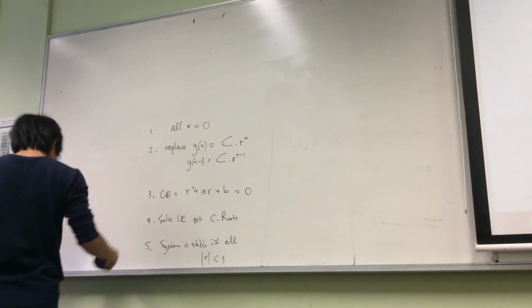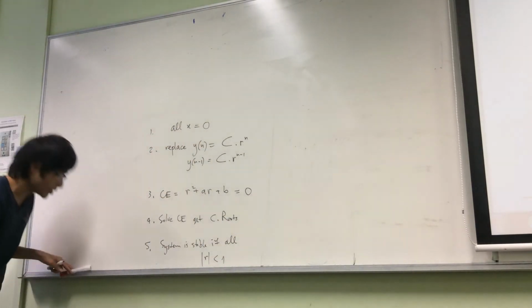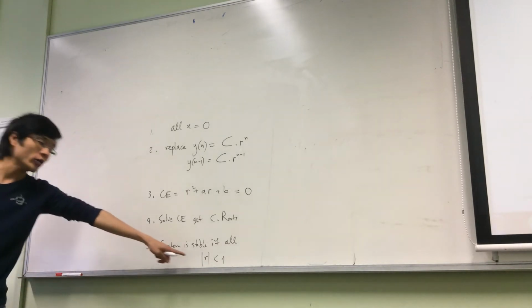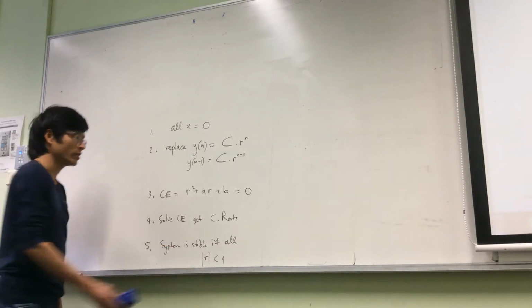So these are the 5 steps that you might need in order to do the characteristic equation. The system is stable if all the roots are less than 1.